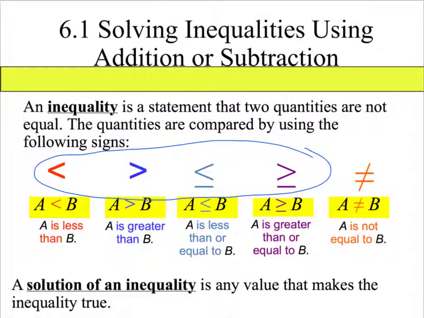When you look at a solution of an inequality, when you think of solution, think answer. A solution of an inequality is any value that makes the inequality true. So if I said the inequality x is greater than 5, a solution of that inequality would be 6. It would be 7. It could be 8. Heck, it could be 143,925. Doesn't matter. Anything bigger than 5.